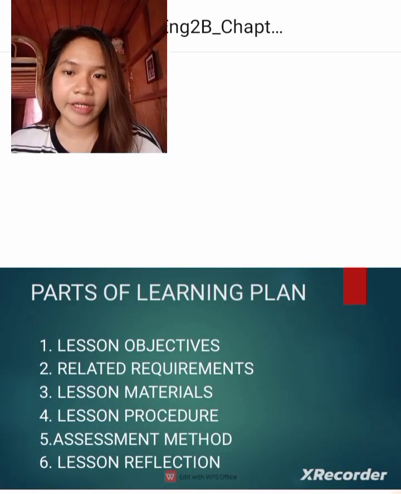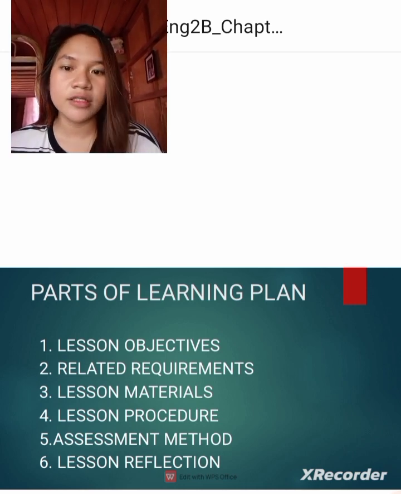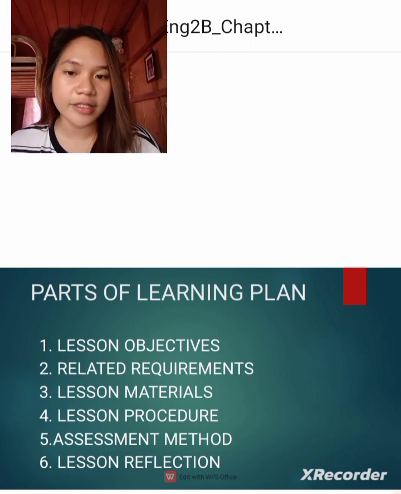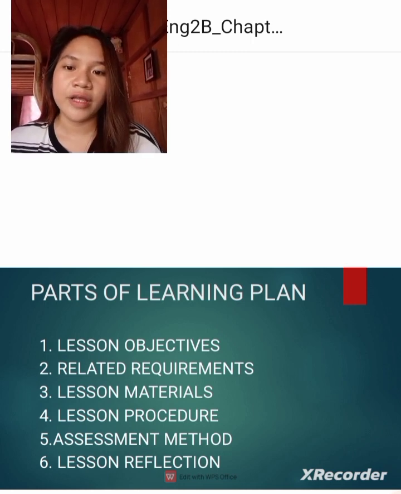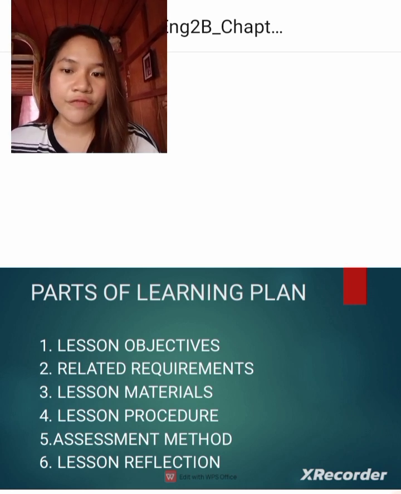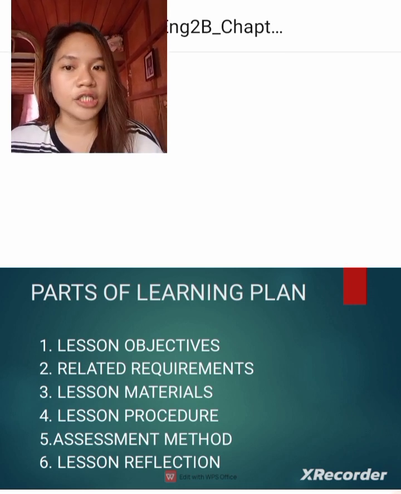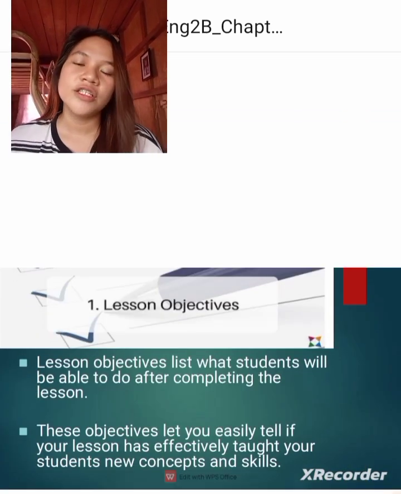We have parts of learning plan. The first part of learning plan is the lesson objectives. Second, the related requirements. Third, the lesson materials. Fourth, the lesson procedure. Fifth, the assessment method. And sixth, the last part is the lesson reflection. First, we have to discuss the lesson objectives.